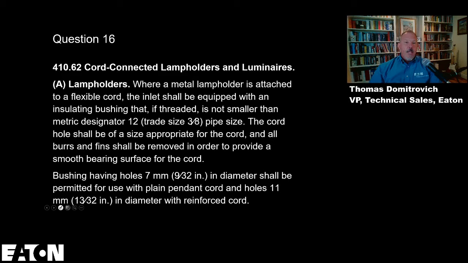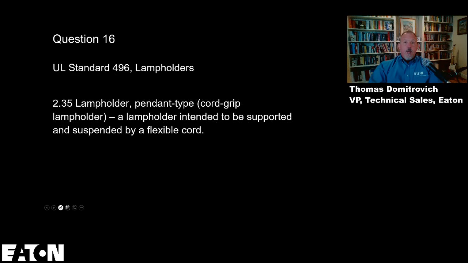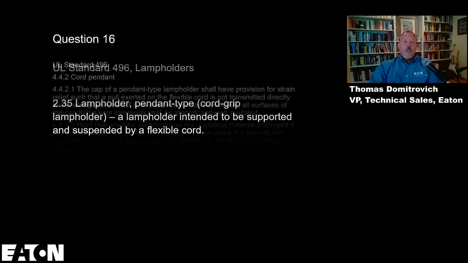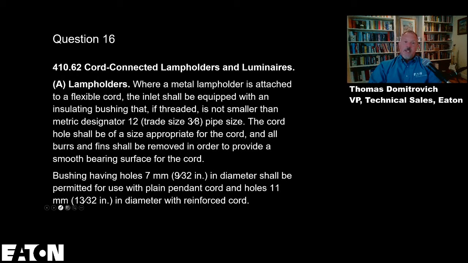Now, if we look at 410.62, we already did. We had the lampholders, where metal lampholders are attached to a flexible cord. The inlet shall be equipped with an insulating bushing. So we just saw in the standard that a lot of this language is a part of the standard. So if you buy a listed product that is listed for a pendant type, then these UL requirements are going to be found in 410.62(A). And you say, well, why would we do that? Why wouldn't we just say it shall be listed and we can remove all of this? Well, you could theoretically do that.